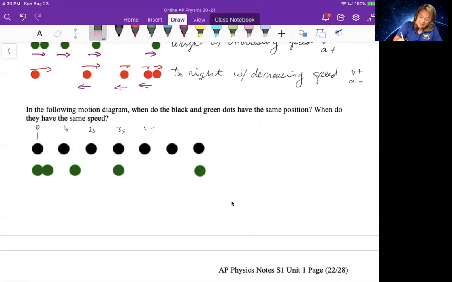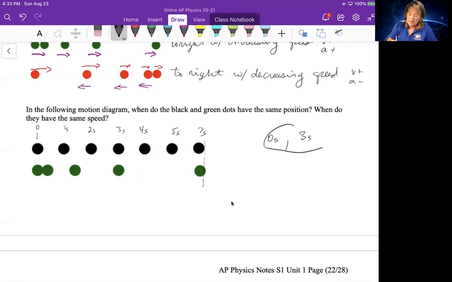Let's see if I can write an S. 4 seconds, 5 seconds, 7 seconds. So at what point do the two objects displayed here in this motion diagram have the same position? Well, right away, I find that at 0 seconds, they have the same position. What about 3 seconds? They have the same position. Some of you might have said 7 seconds, but if you notice, if I were to draw a straight line, the green dot is actually slightly to the right of the black dot, therefore it is not actually at the same position. So that is when they have the same position.